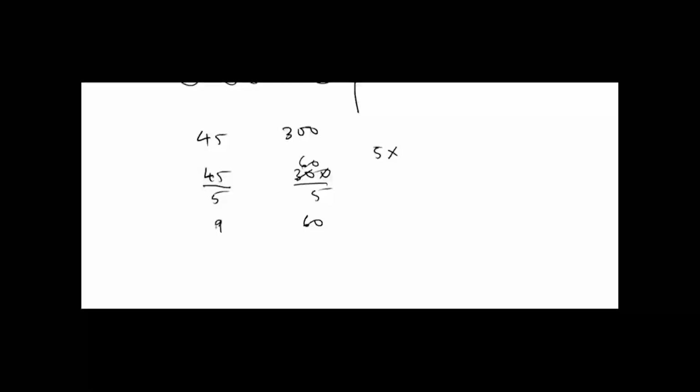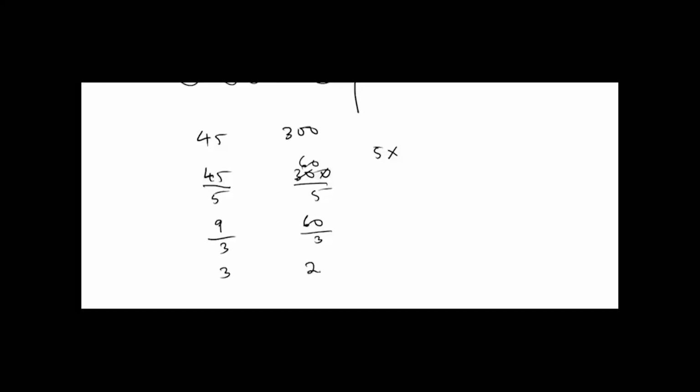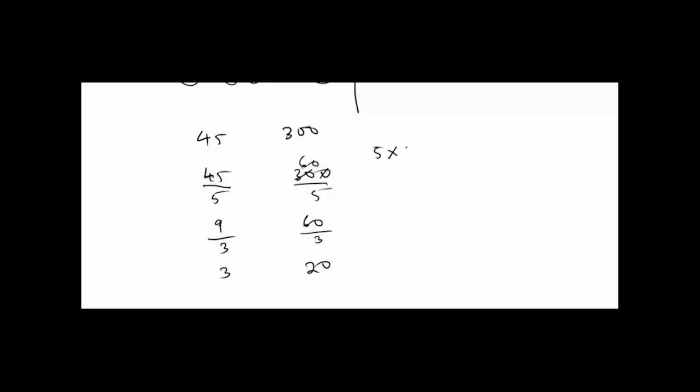Okay, let's see what number can go again. So 3. So 3 goes in 9. That is 3 times. 3 goes in 60. That is 20 times. Okay, that is I have times 3. So unfortunately, there is no number that can go in 3 and 20 again. So that means 5 times 3 will be the highest common factor of 45 and 300.